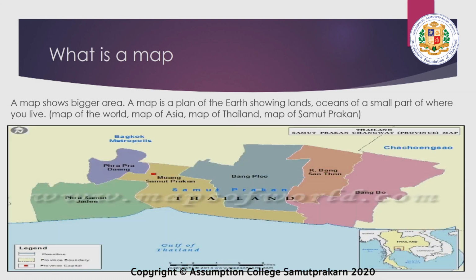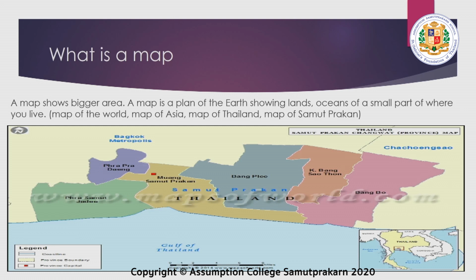Let's take a closer look. A map also shows provinces. This is a map of Samut Prakan province. There are 5 areas or sub-districts in Samut Prakan. We have Prasamut Jedi, Papadang, Muang Samut Prakan, Bang Ti, Bang Sauton, and Bang Bo.